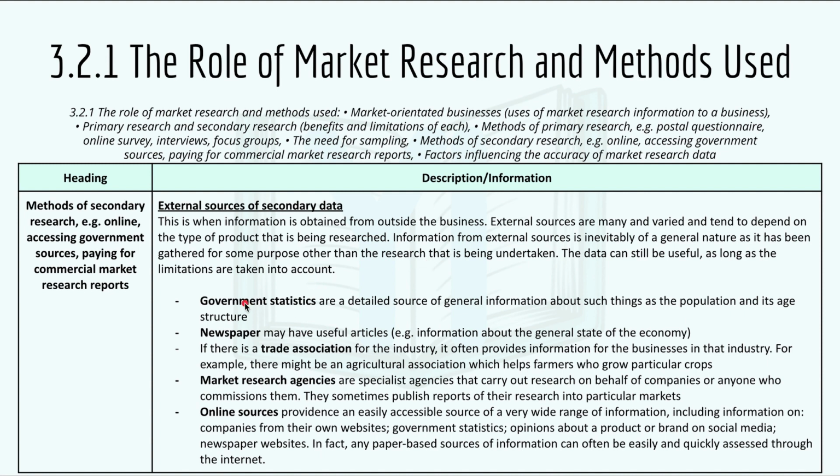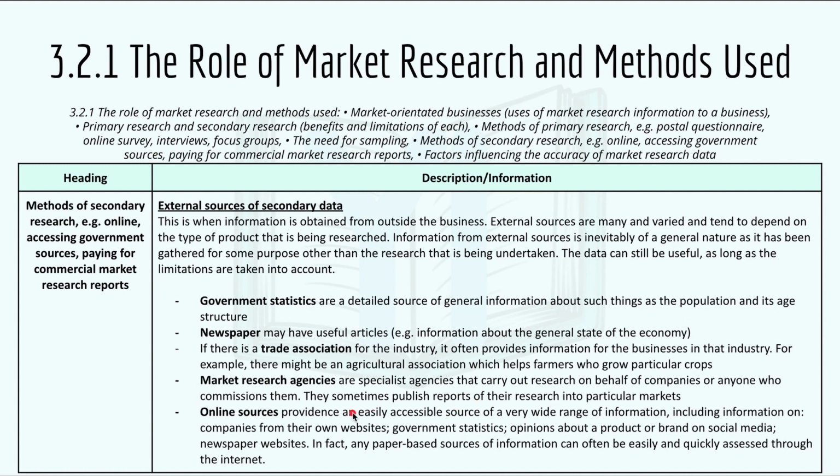And this includes government statistics, which are a great, detailed source of general information about such things as the population and the age structure. Newspapers may have good, useful articles. If there's a trade association for the industry, it often provides information for the businesses in the industry. For example, there may be an agricultural association which helps farmers who grow particular crops. Market research agencies are specialist agencies that carry out research on behalf of companies or anyone who commissions them. They sometimes publish reports of their research into particular markets.